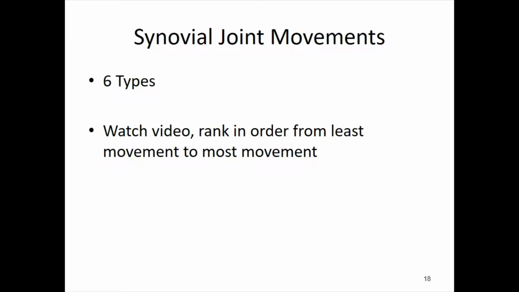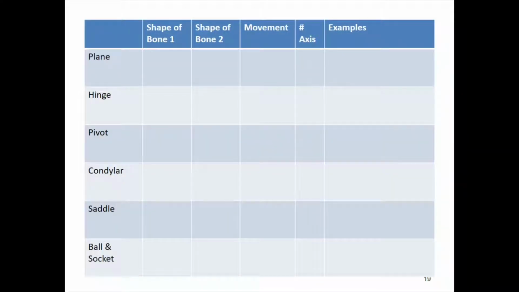So there's 6 types of synovial joint movements. In lecture, I'll show you a video and you can find the link on Blackboard, but that will help us to classify, and this chart will actually go through them. So I'll start right now going through them. There's plane, hinge, pivot, condylar, also called ellipsoid, saddle, and ball and socket. You're probably most familiar with the ball and socket. That would be your hip and your shoulder.